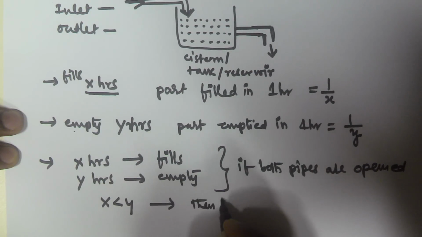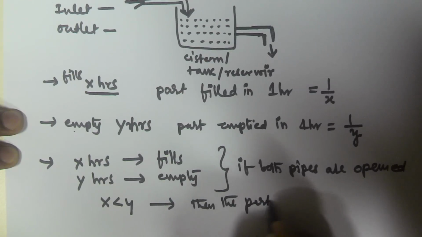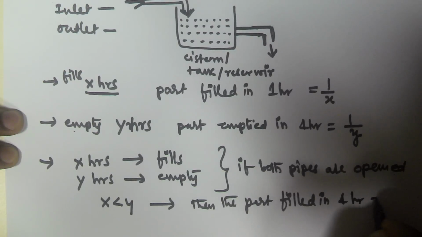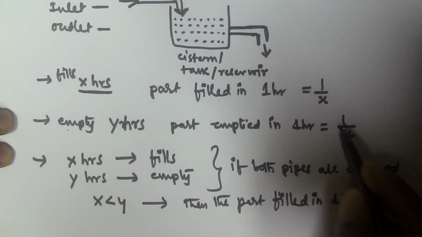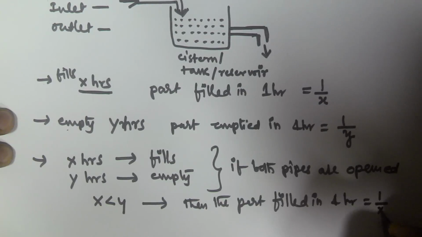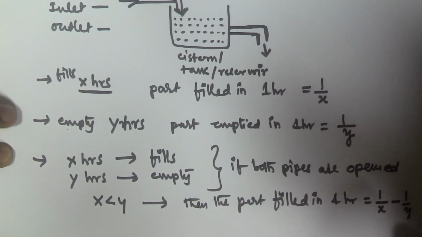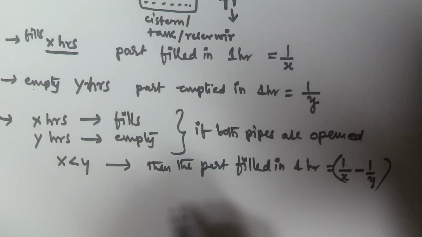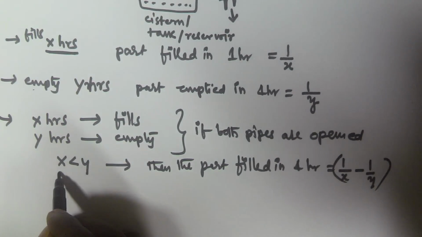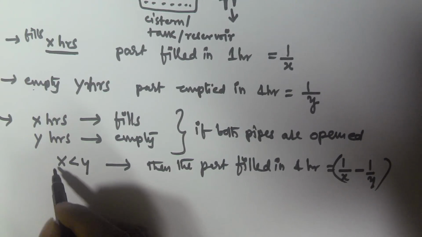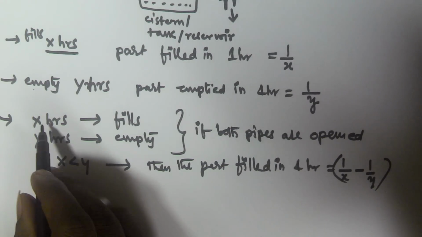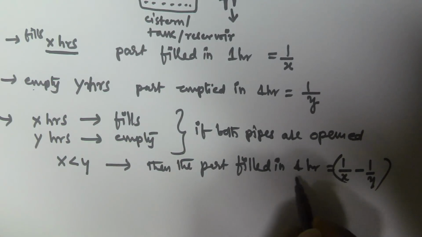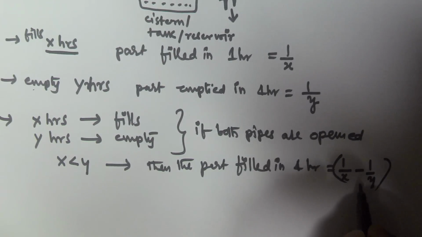Then the part filled in 1 hour is given by the resultant. Since X is faster, it is going to be 1 by X minus 1 by Y. Obviously, X is faster, so it takes less time to fill the tank. Y takes Y hours, which is greater than X hours, so X is less than Y. Then the part filled in 1 hour is given by 1 by X minus 1 by Y.